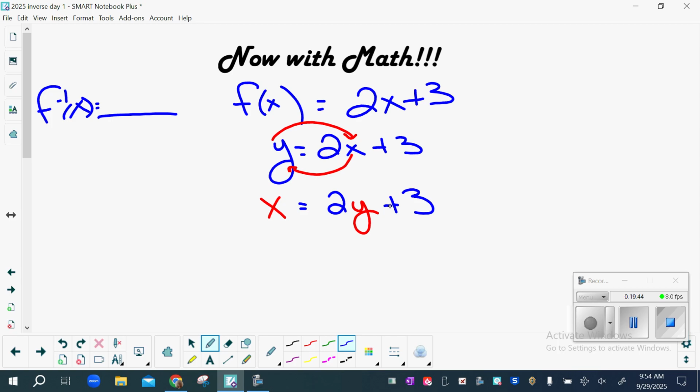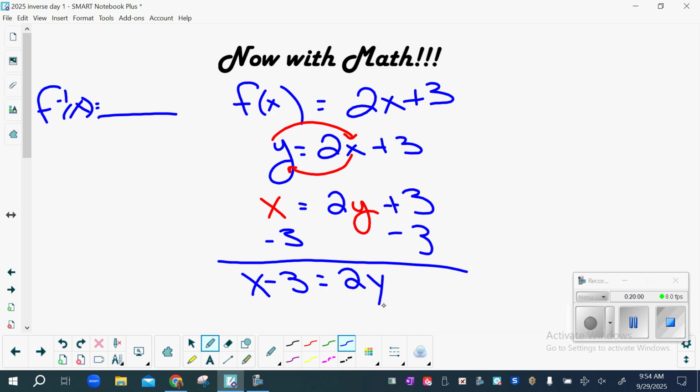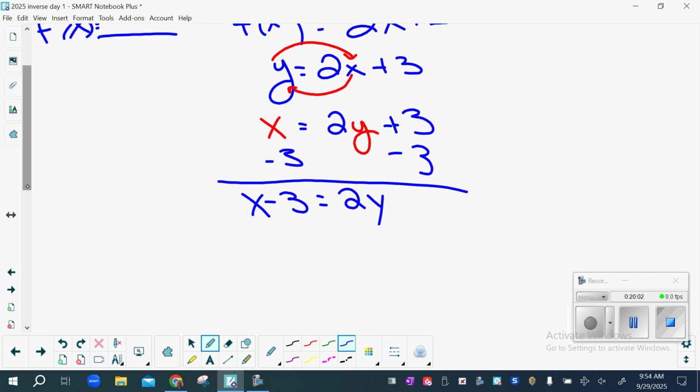You might want some notes, so if you want to get a piece of paper or try it at least on your desk, whatever you want to do. So we're going to get y by itself. We know how to do that. Let's get rid of the 3. So subtract 3, nice and easy, nothing scary there. x minus 3 equals 2y. We're almost done. We just got to get y by itself. We're going to divide by 2, and we're going to divide by 2.